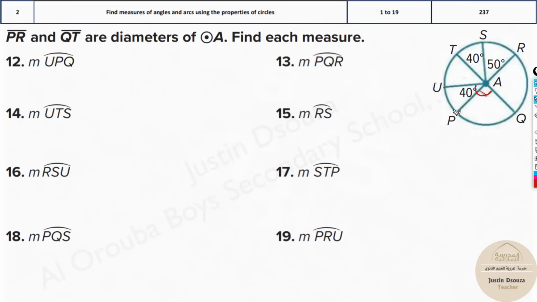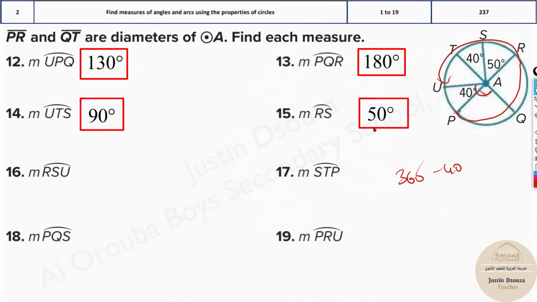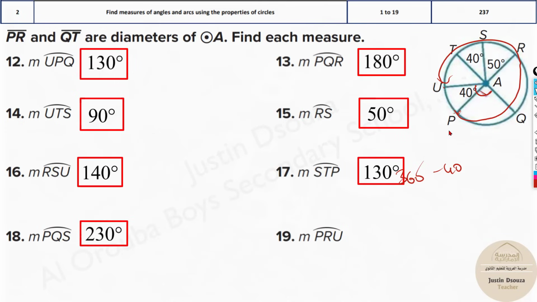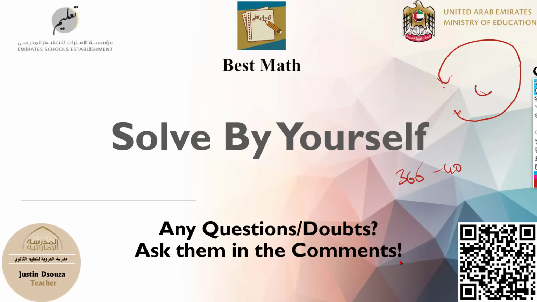PRU. Don't go like this because they have told you. So we have to go like this. PRU. Now we know the total circle is 360 minus the remaining part 40, so it must be 320 here. All the others are very straightforward. The answers are simple. So please do try them by yourselves and then check the answers. 360 minus 40 is 320.